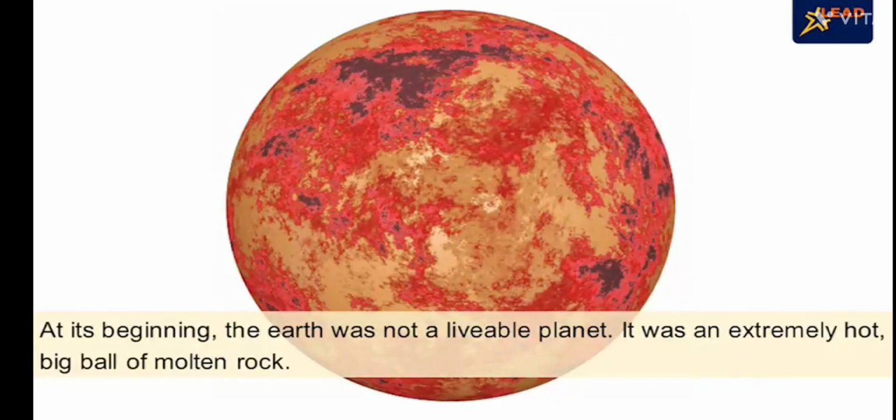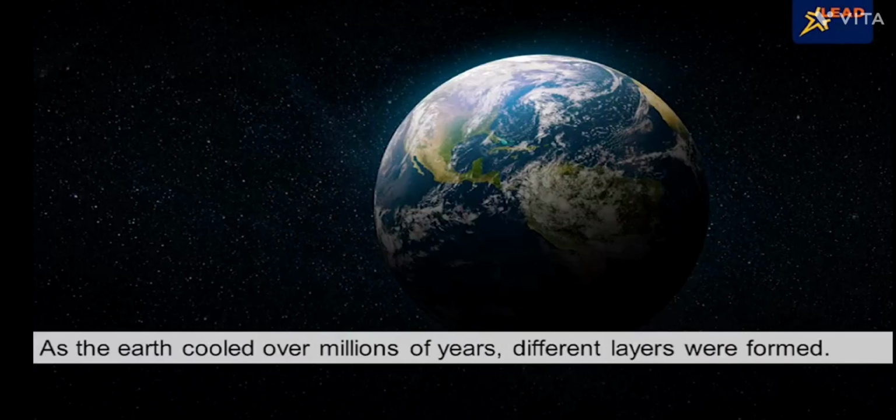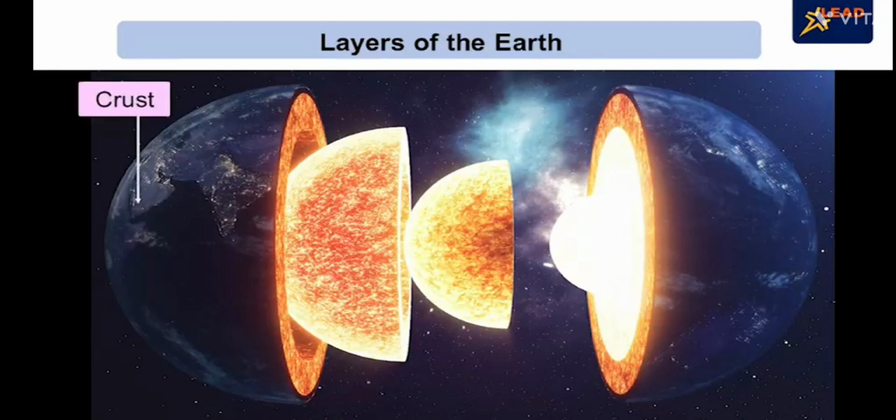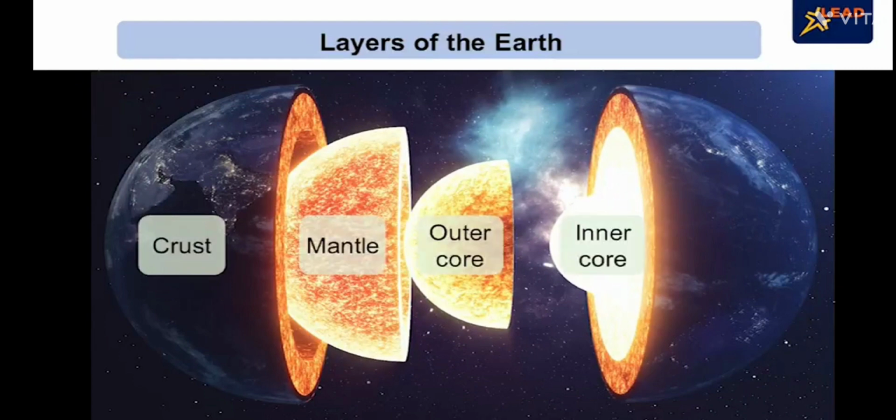It was an extremely hot, big ball of molten rock. Over millions of years, this extremely hot and big ball of molten rock and gases cooled down. As it cooled down, different layers were formed. The heavier materials sank towards the center of the earth, forming the core, while the lighter materials floated above, forming the crust. Let us now find out about the features of each layer of the earth: the crust, the mantle, the outer core, and the inner core.